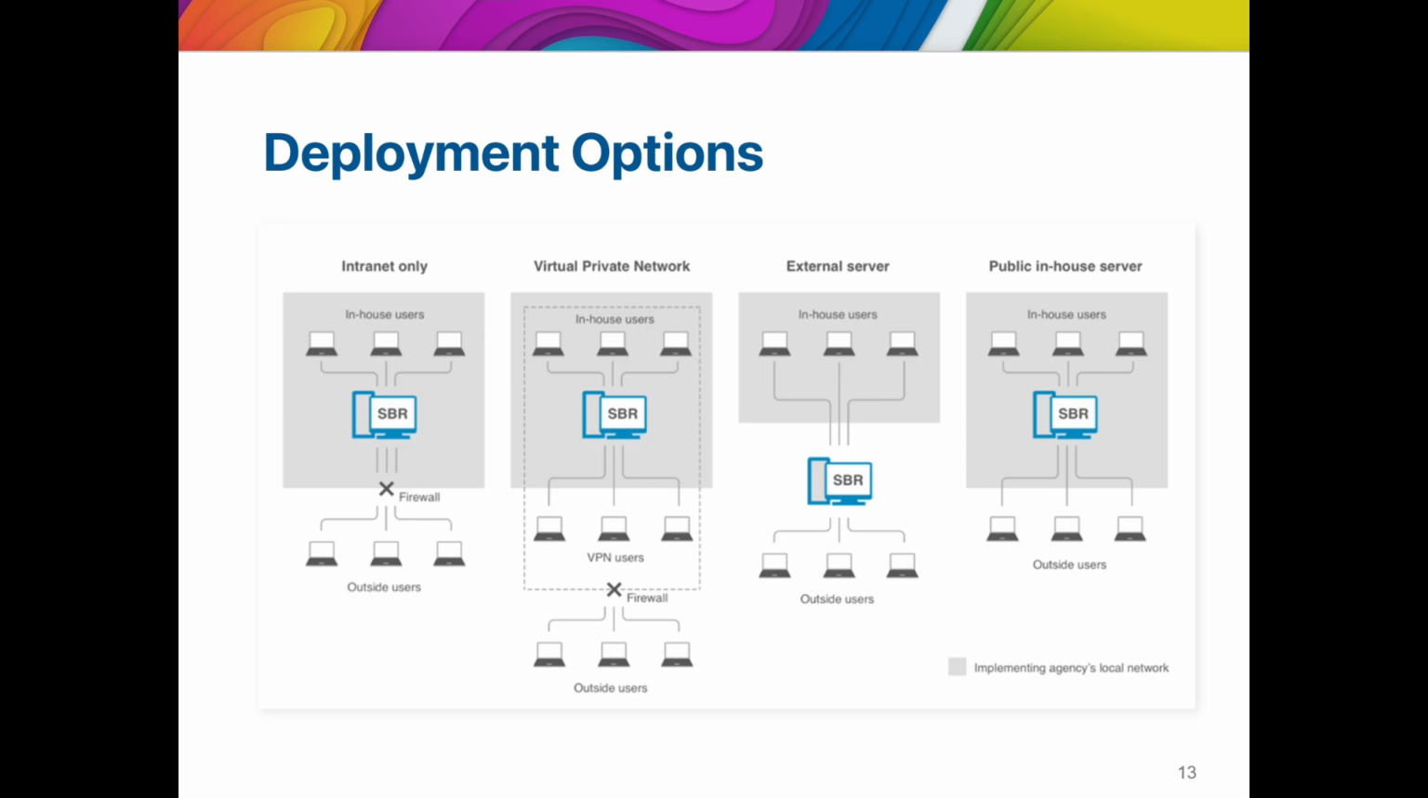But if your country has specific IT infrastructure, they can also leverage other options like the VPN, external server, or public in-house server where in addition to the office users, outside users can also access the system. That's also possible. Remote office workers.